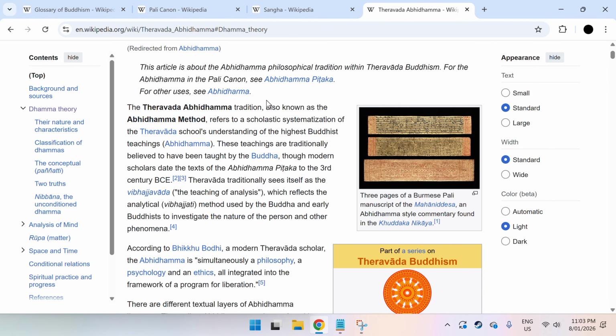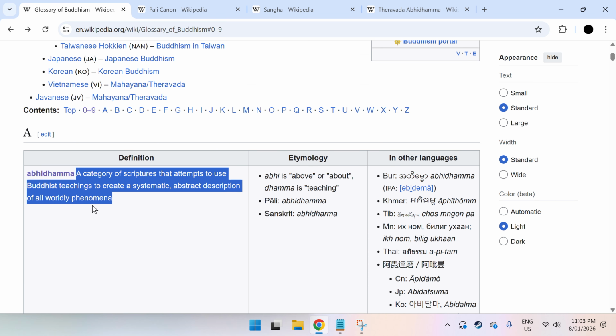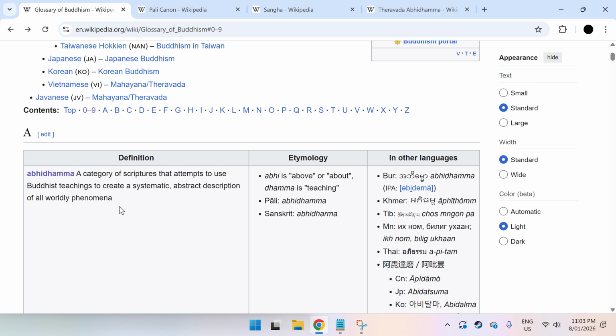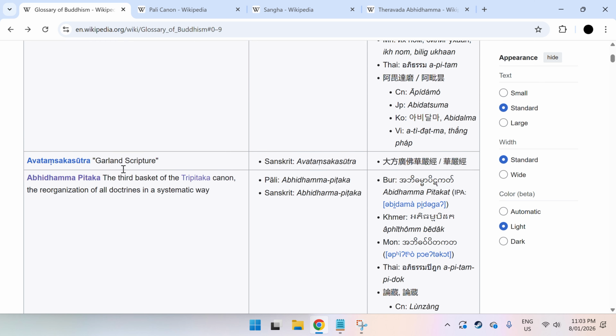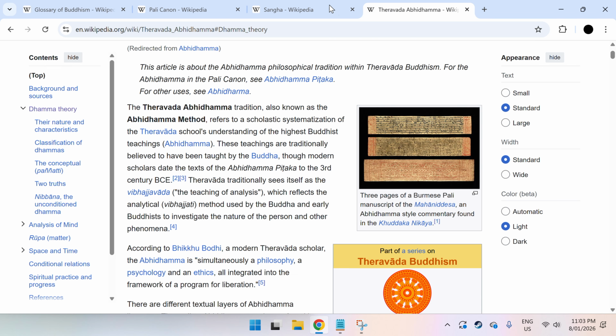Yeah, alright. So if we go back here, we talk about the Abhidhamma. It's a category of scriptures that attempts to use Buddhist teachings to create a systematic, abstract description of all worldly phenomena. This Abhidhamma Pitaka is the third basket of the Tripitaka Canon, the reorganisation of all doctrines in a systematic way.